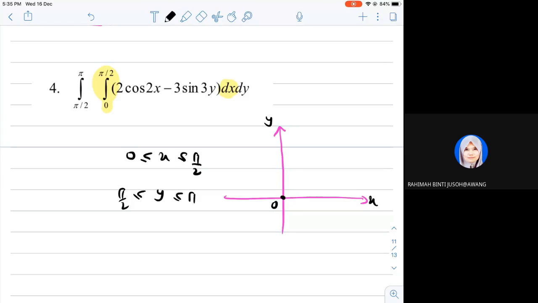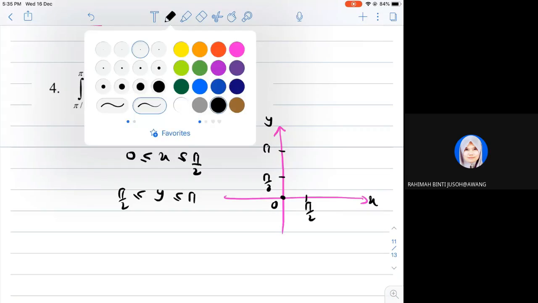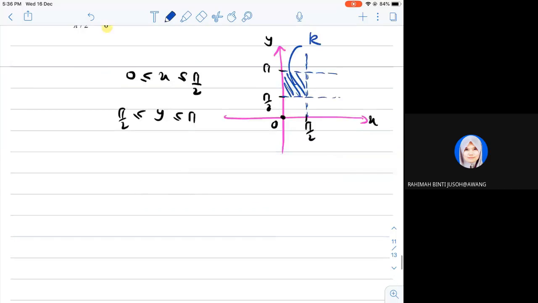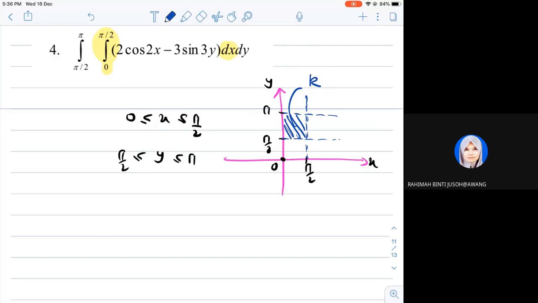Okay. So now, we have x from 0 until pi over 2. Let's say here is pi over 2. And then y from pi over 2, let's say pi over 2 here, and then until pi, so here. So we have this, and this. So the region should be this. This is your region R. Okay, so let us proceed with the calculation.